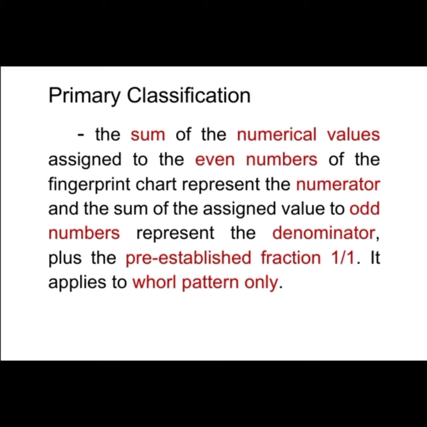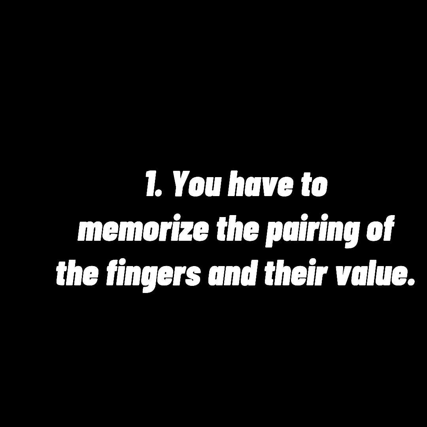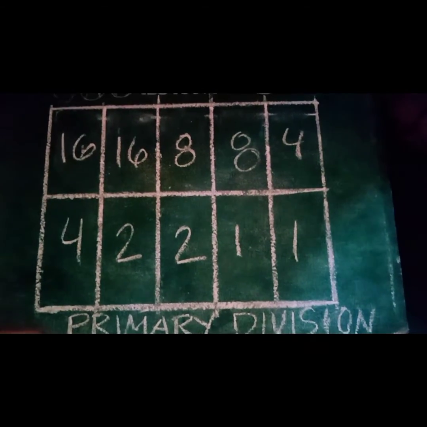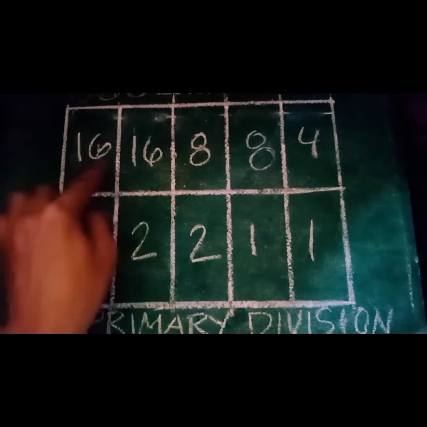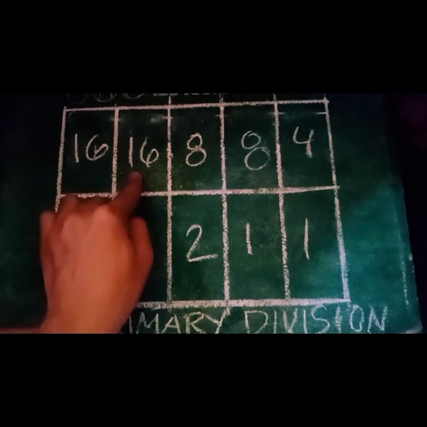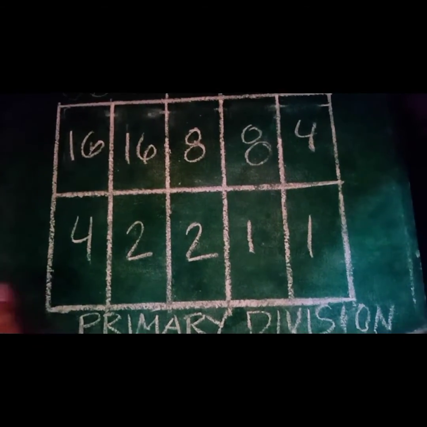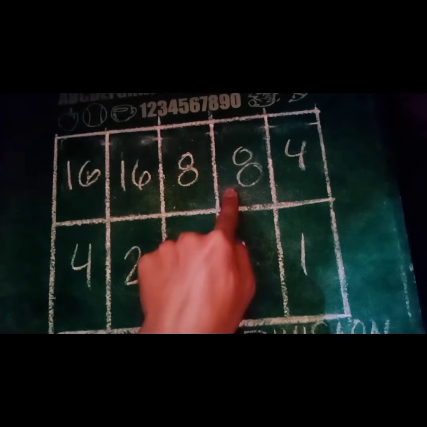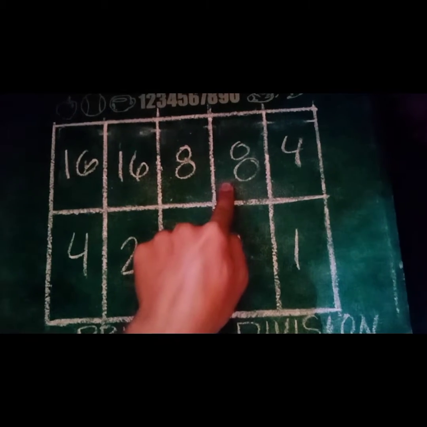So, let's talk about primary divisions. So, going back with the pairing, your fingers 1 and 2 will be your pair number 1 with the value of 16. Your fingers 3 and 4 will be your second pair with the value of 8.